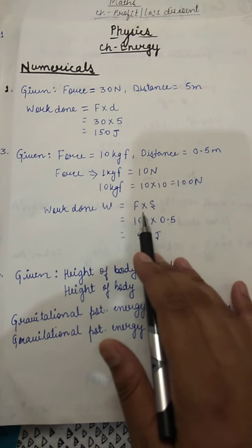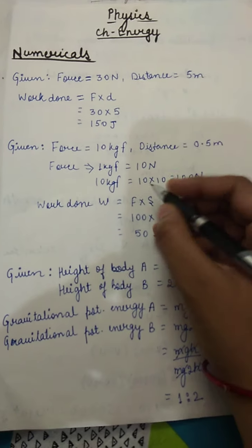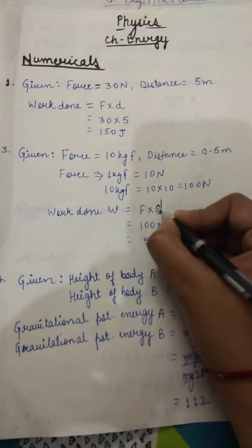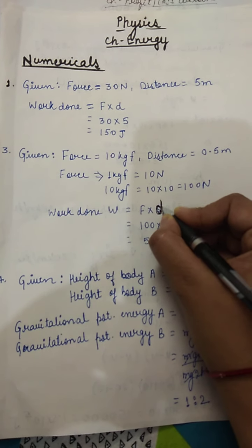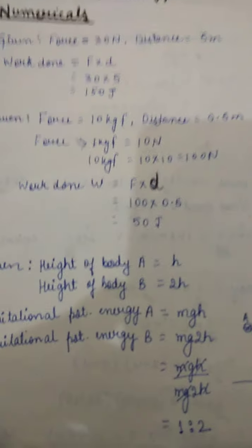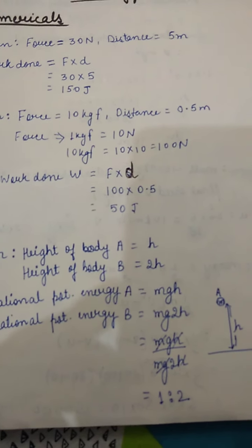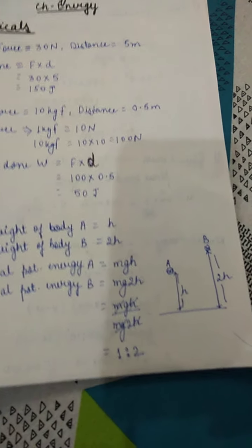So 10 kgf will be 10 into 10, that is 100 Newton. And work done will be force into S, or you can say force into distance D. You can write S, you can write D. So it will be 100 into 0.5, that is 50 joules.